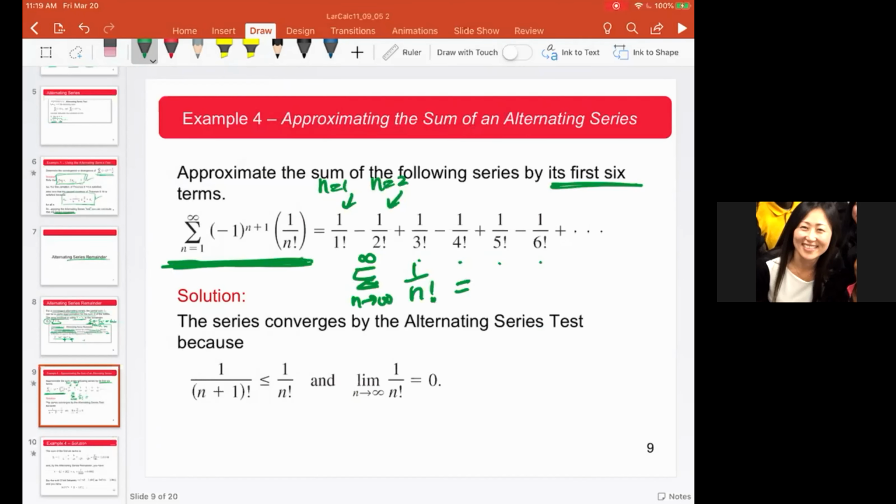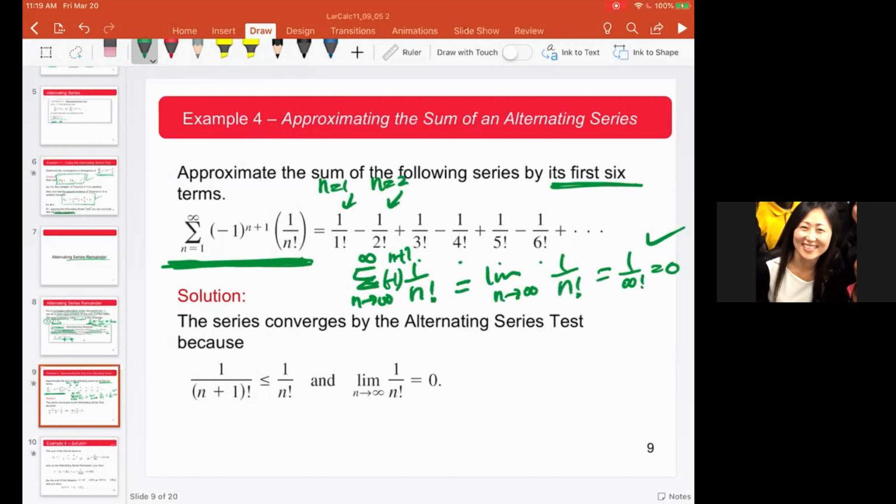This approaches what? Excuse me, I mean the limit as n approaches infinity of 1 over n factorial. That goes to what? You can think of it this way, which gives me 0. So the first condition is met.